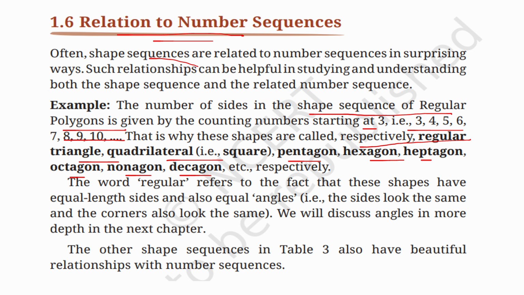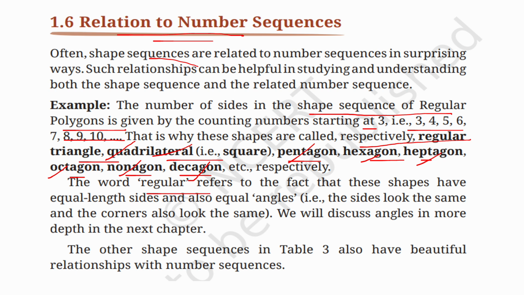For example, for a regular triangle, that is equilateral, how many sides are there? 3. Then for quadrilateral or square, how many sides? 4. Then pentagon, 5. Hexagon, 6. Heptagon, 7. Octagon, 8. Nonagon, 9. Decagon, 10. So the number of sides in the shape sequence of regular polygons is given using counting numbers starting from 3.